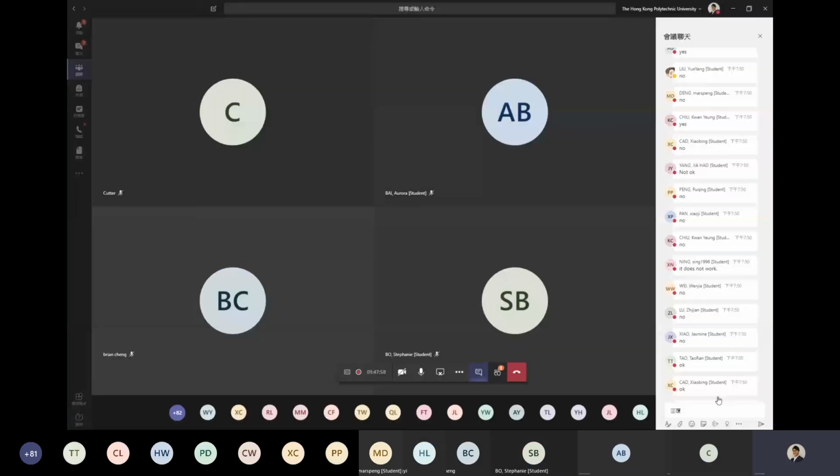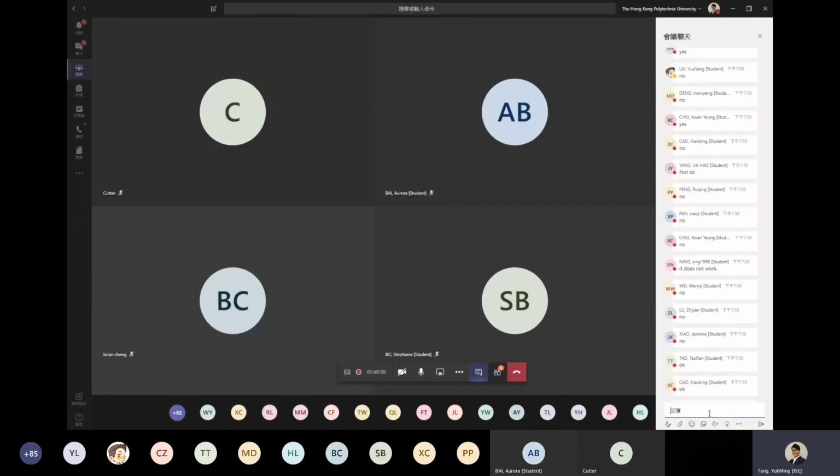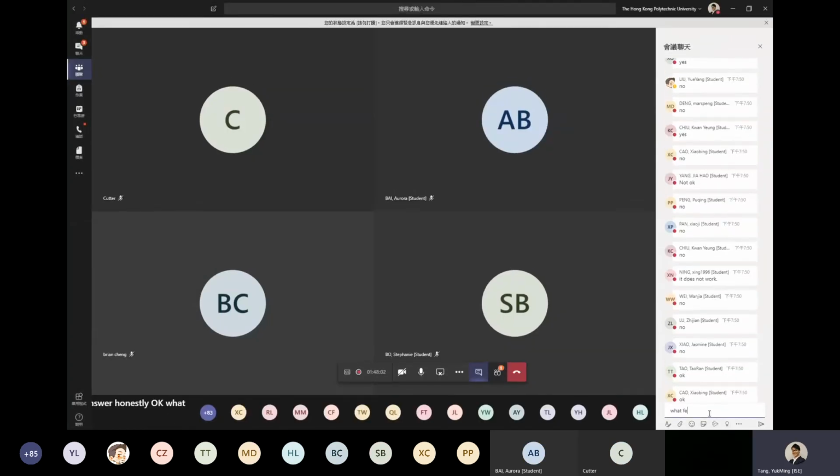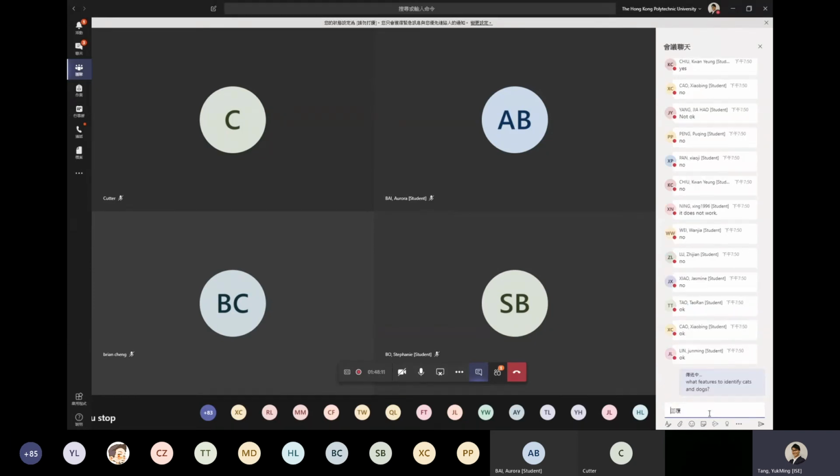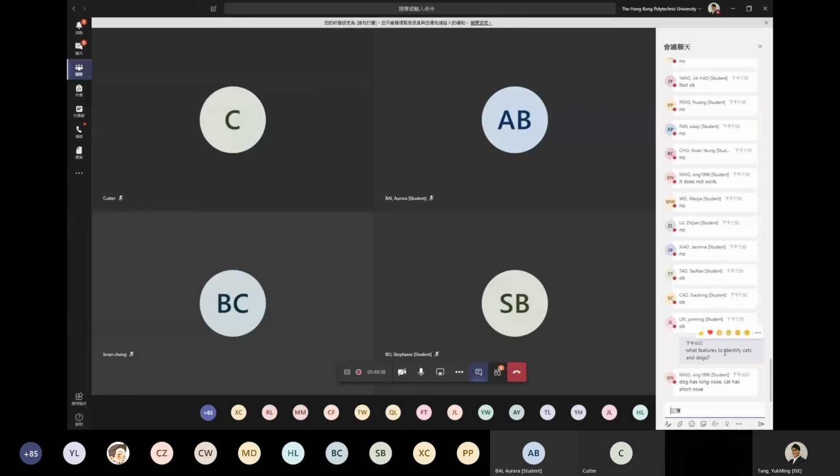Okay, you can show your answer on the chat box. What features can be used to identify cats and dogs? Can you suggest some of the answer? Okay, dog has long nose, cat has short nose.